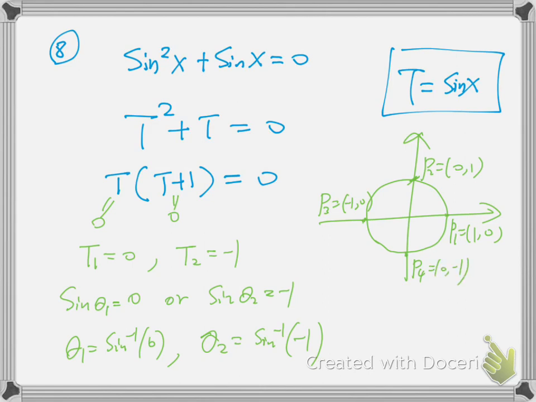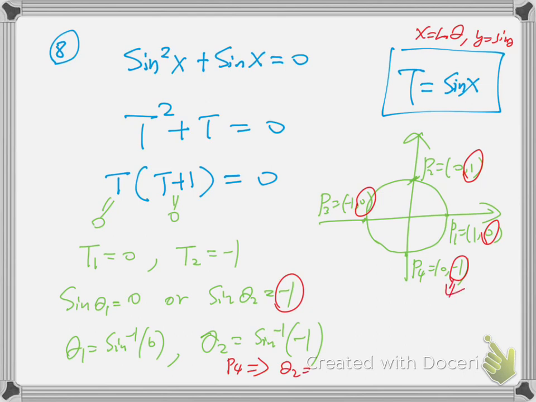And now we need the sine value. On the unit circle, x is cosine, y is sine. So we need this part. This is the sine. So sine is negative 1, which means we need P4. So theta 2, where sine equals negative 1, is 270.